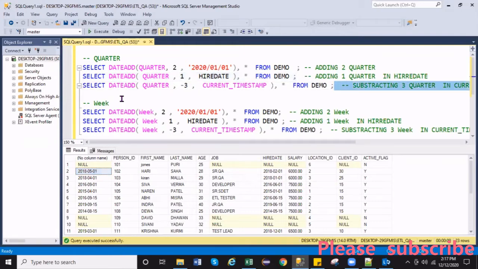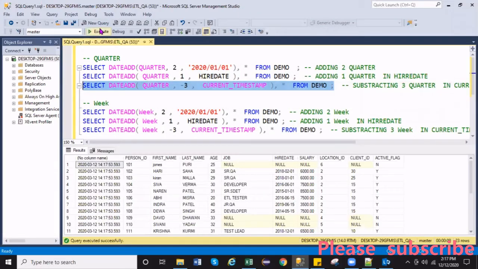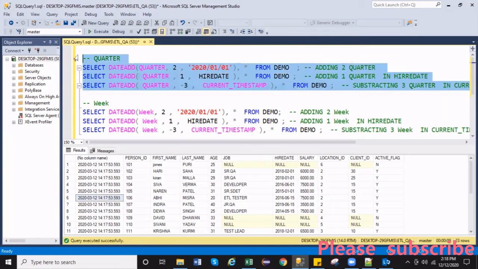Similarly, if here we add 3 quarters, but we are going backward, that means we are going back 9 months. Whatever month we are in now, we go 9 months back. So if you see here, this is now December. If you go 9 months back, it will be March. So it took me to the month of March, right? I hope you guys understand the quarter as well.